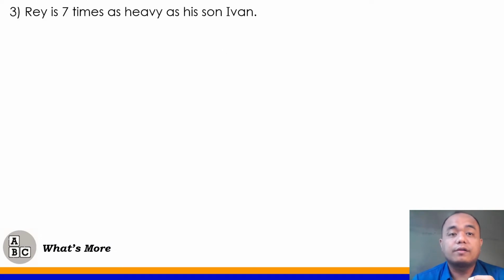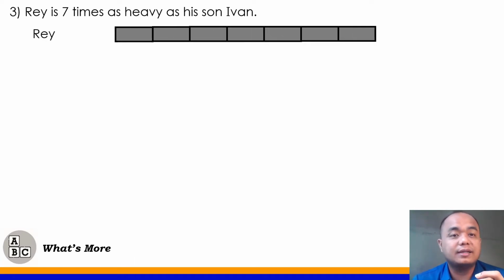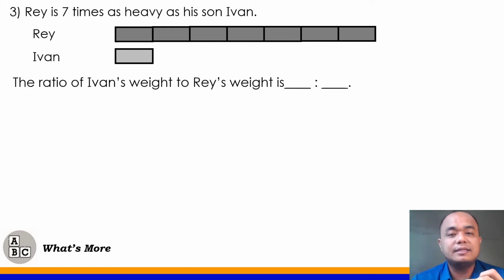Number 3. Ray is 7 times as heavy as his son, Ivan. 7 beses na mas mabigat si Ray kaysa sa kanyang anak na si Ivan. How will you represent that using a block model? Okay. So, ito yung magre-represent ng bigat ni Ray. So, that's 7. And yung kanyang anak naman ay 1. 1 block lang. Okay? Kasi mas mabigat daw ng 7 beses nga si Ray kaysa sa kanyang anak na si Ivan.